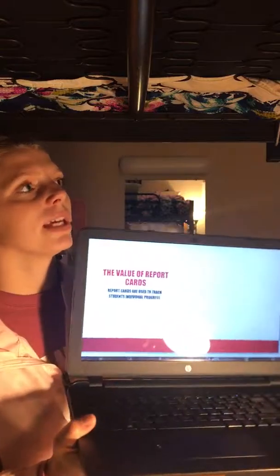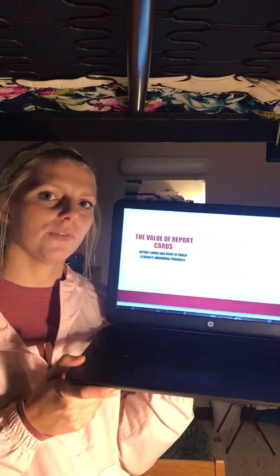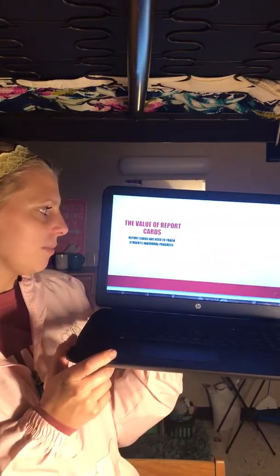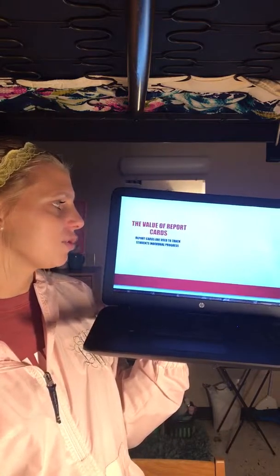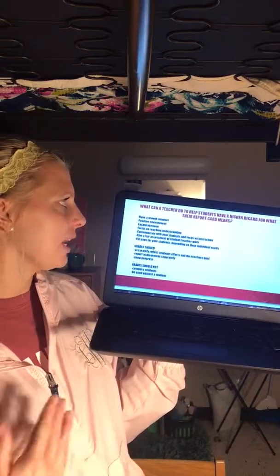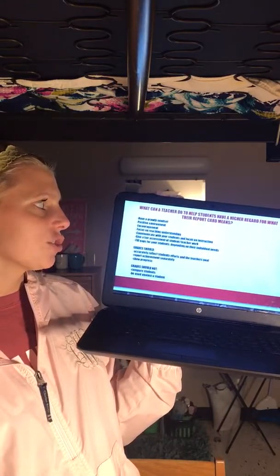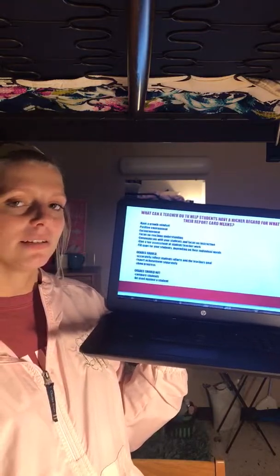Then they talk about the value of a report card in this chapter as well, and how those should be something that propels a student into higher level thinking. They should not be used to trick students or to upset them or to judge them. They should be used to track students' progress. And piggybacking off of that, what can a teacher do to help his or her students have a higher regard for what their report card means?